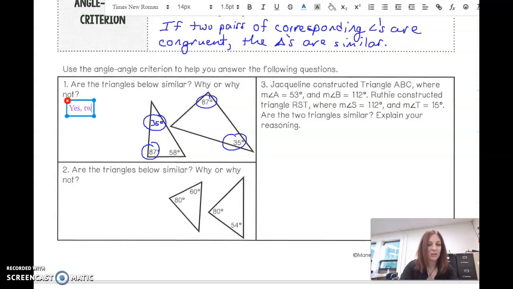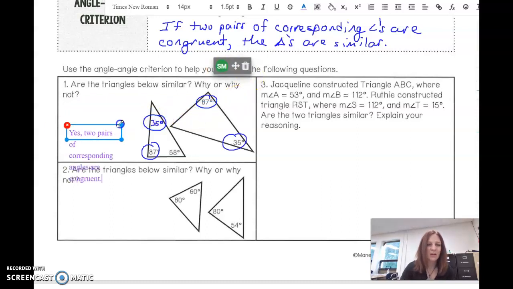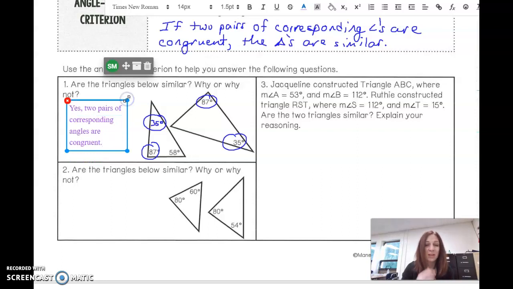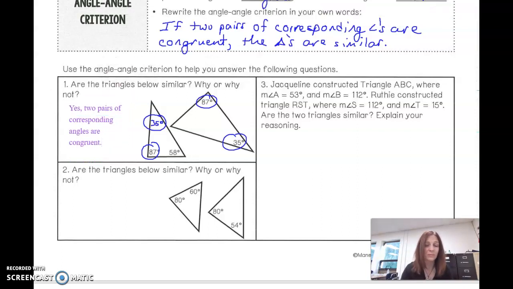Yep, so we'll say, are they similar? Yes. Two pairs of corresponding angles are congruent. Okay, so it's just a little bit weird, just getting used to the language maybe. The third angle has to be the same as long as two pairs are the same. If two pairs are the same, then the triangles are similar.